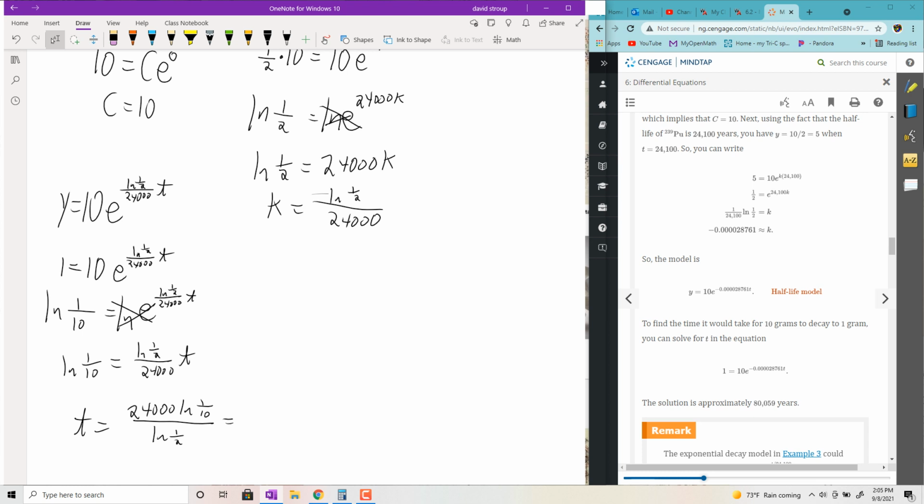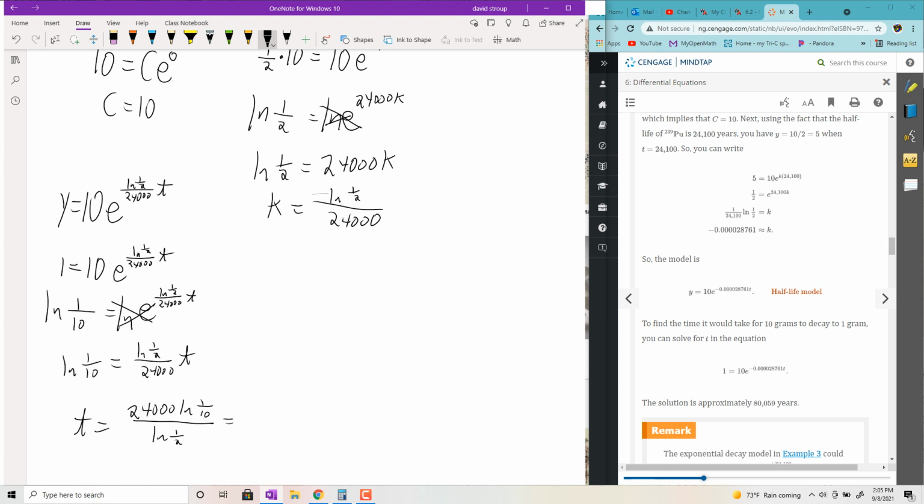So 24,123 times ln of 1/10 divided by the ln of 1/2 if you want to be careful. And I'm getting 79 thousand. Their answer is so much different than mine. It's probably because of the approximation they've done.